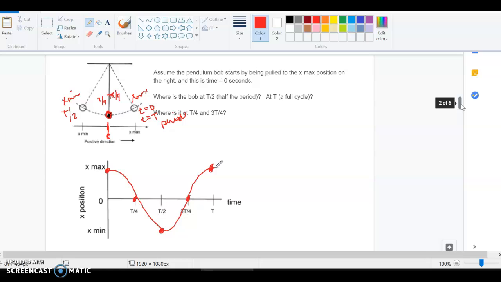We're going to get into the cosine sine equations probably next time, but I just wanted you to kind of think about it for now. All right, let me pause so I can get the next screen up.